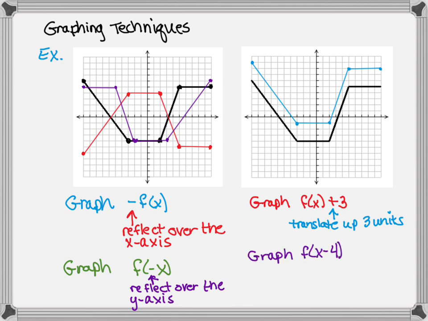Let's also look at f of x minus 4 with the minus 4 in parentheses with the x. And this is going to be translating the graph 4 units right. If this had been f of x plus 4 in parentheses, then it would be translating 4 units left, but it's minus 4 in parentheses. So from that original graph in black, we'll translate all of the points 4 units right.